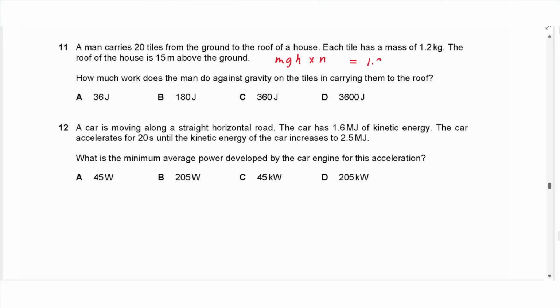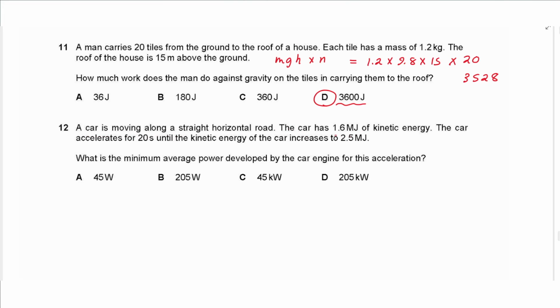So the mass is 1.2, g is 9.8, and the height was 15 meters. And then we multiply by 20 tiles. That gives an answer of 3,528 joules, which is approximately 3,600 joules. So we choose D.